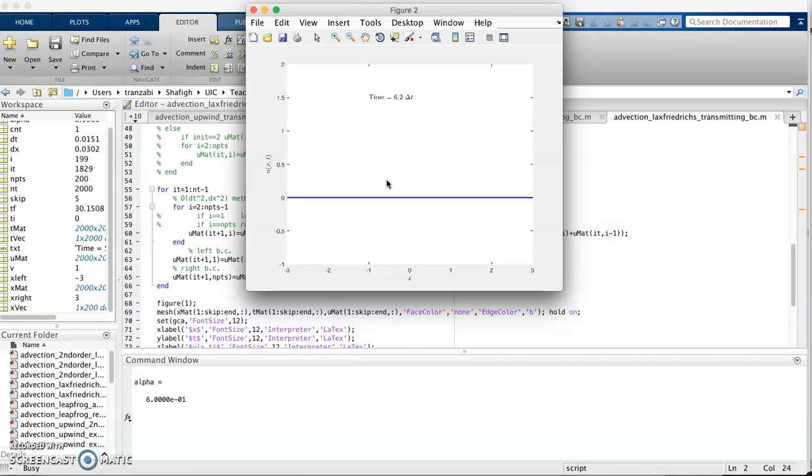Alright. So I hope this shows how we impose different kinds of boundary conditions with Lax-Friedrichs, leapfrog, and upwind. Alright, so stay tuned for the next chapter in boundary conditions, and thanks for watching.